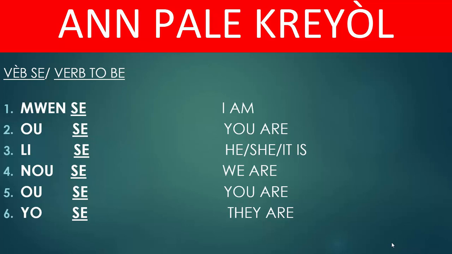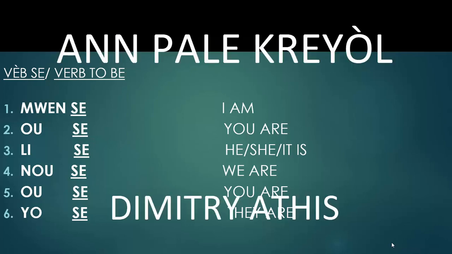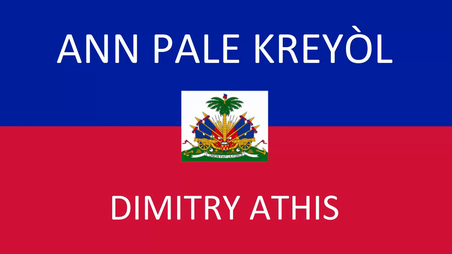And then number four, nous se, that's we are. Number five, ou se, that's you are. And then number six, yo se, that's they are. Okay, yo se. So it's the same pronouns, guys. We just add se to conjugate the verb to be in the present tense. Okay, excellent, excellent.